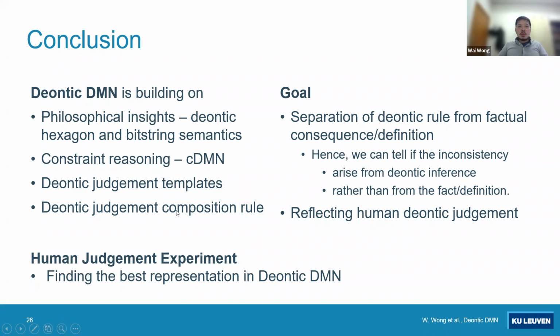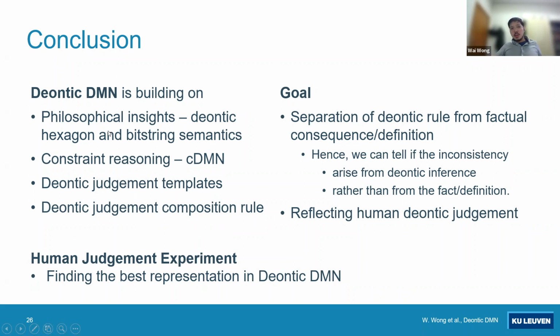And then also the judgment composition rules, because normally we are not dealing with one rule, we're dealing with multiple rules, but we want to do a judgment with a set of rules. So we need to specify how we are going to combine them. With these two together, we can automatically conclude what kind of judgment we have here.